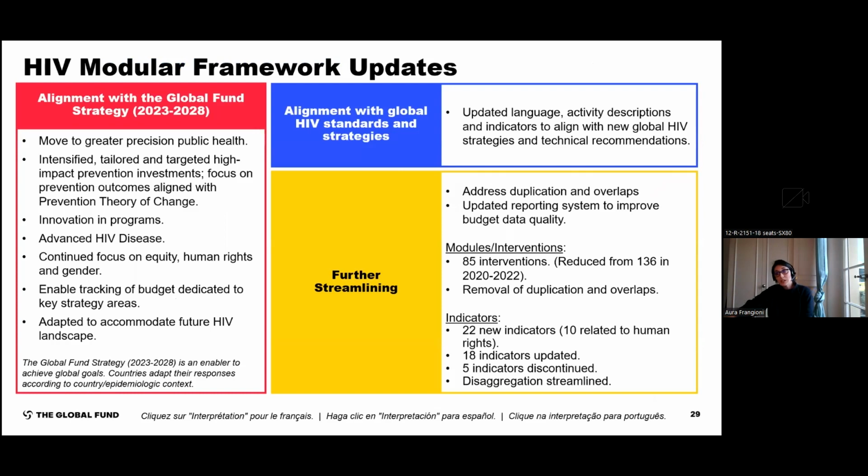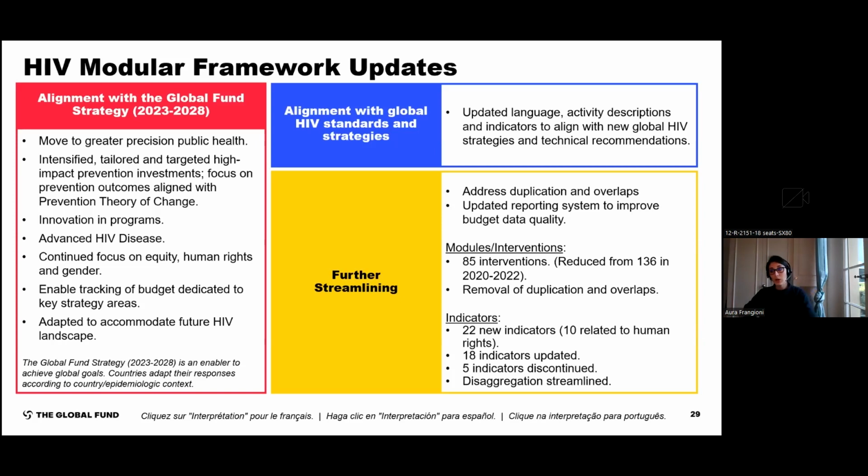The revision aimed to accomplish 3 major objectives. The first one was the alignment with the new Global Fund strategy. The second one was to align with the new and most updated global strategy and guidelines. And the third one was to streamline the modular framework where possible.